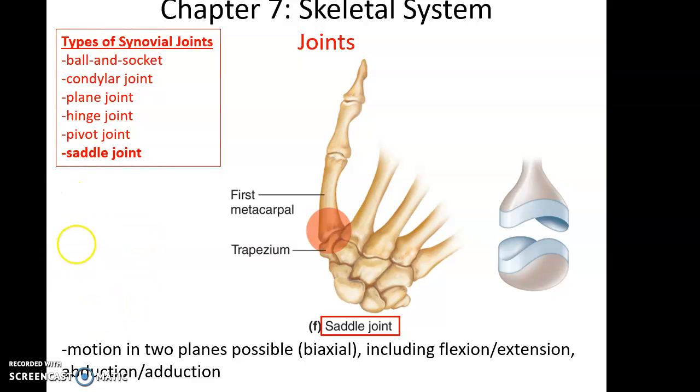Then we have saddle joint. Saddle joint is sort of a weird structure where you have two curved but not cupped structures that fit into each other, sort of like a guy sitting on a saddle of a horse with his legs coming down on either side. Hence the name saddle joint. Saddle joints are biaxial. They allow for things like flexion, extension, and abduction, adduction. And the only saddle joints that I know of are where the first metacarpal articulates with the trapezium way down past the base of the thumb.